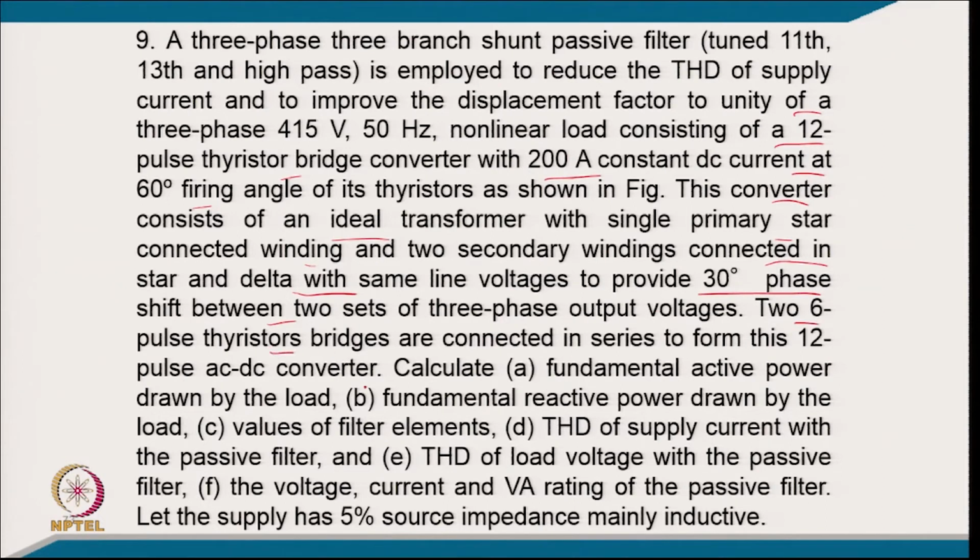So, 2 6-pulse thyristor bridges are connected in series to form a 12-pulse AC/DC converter. Calculate A, fundamental active power drawn by the load, B, fundamental reactive power drawn by the load, C, the value of filter elements, D, the THD of supply current with the passive filter, and E, the THD of load voltage with the passive filter, F, the voltage, current and VA rating of the passive filter. Let the supply have a 5% source impedance, mainly inductive.